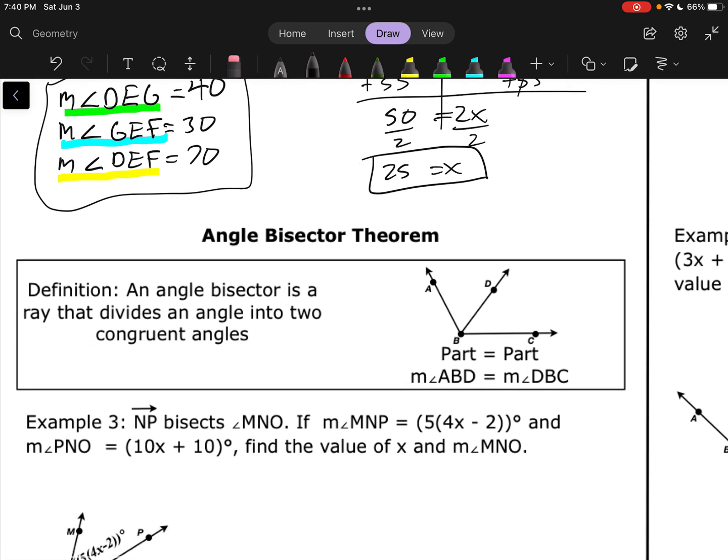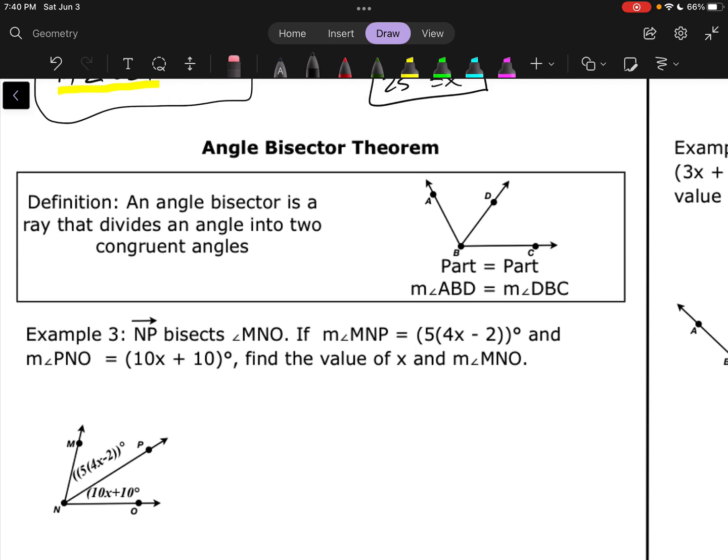Now let's check out the angle bisector theorem. So an angle bisector is a ray that divides an angle into two congruent angles. So if we divide an angle into two equal parts, we mark them with these little arcs. We can use tick marks to mark segments that are congruent. Angles that are congruent get these little arcs.